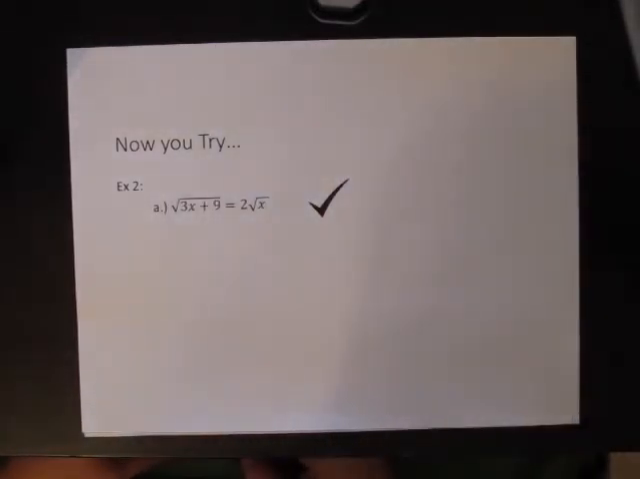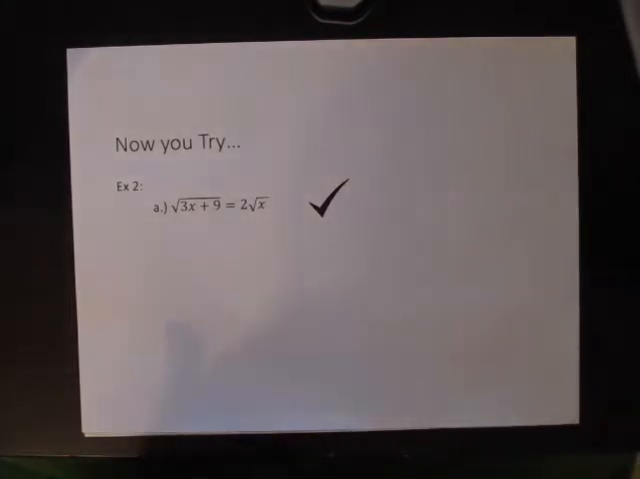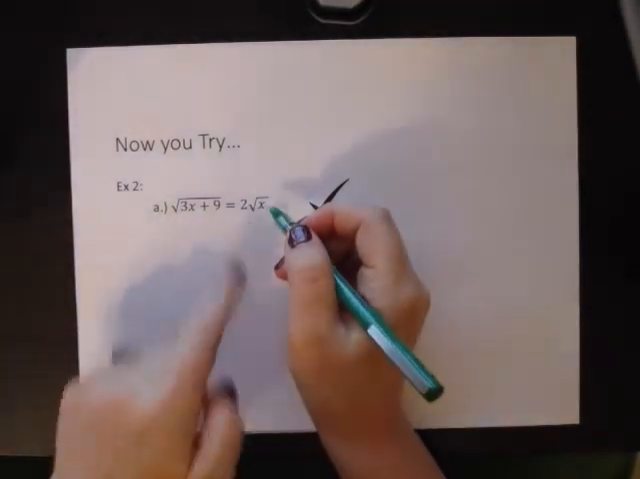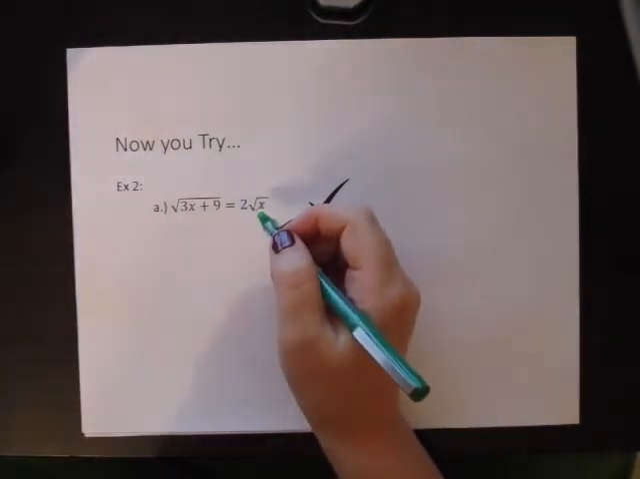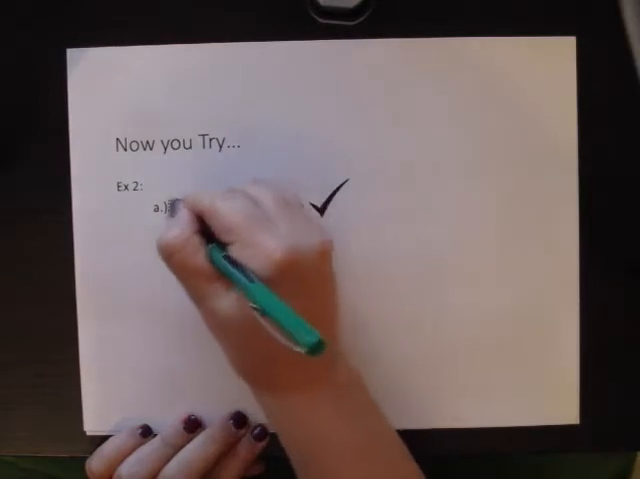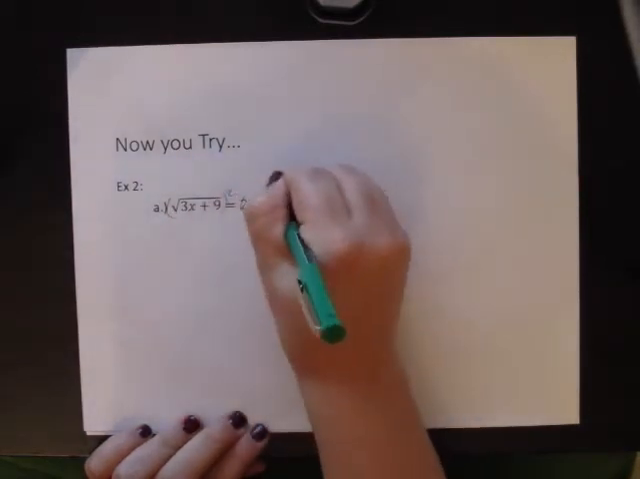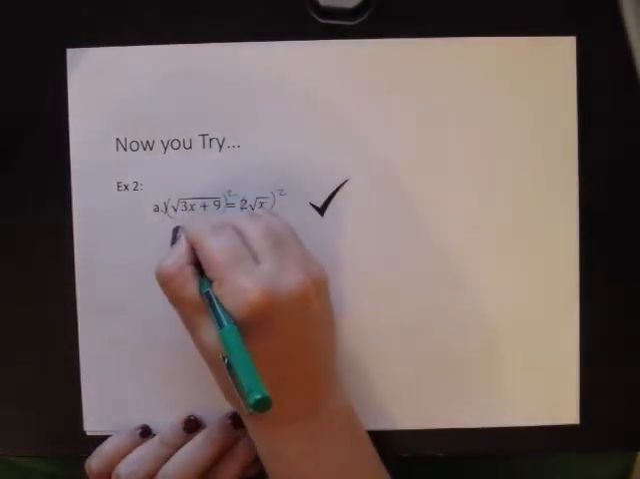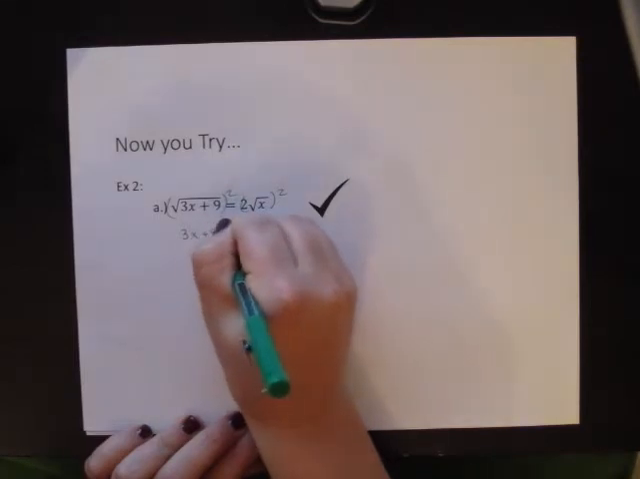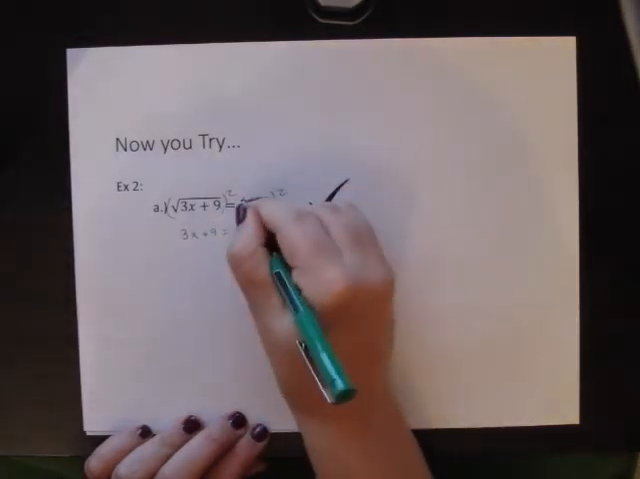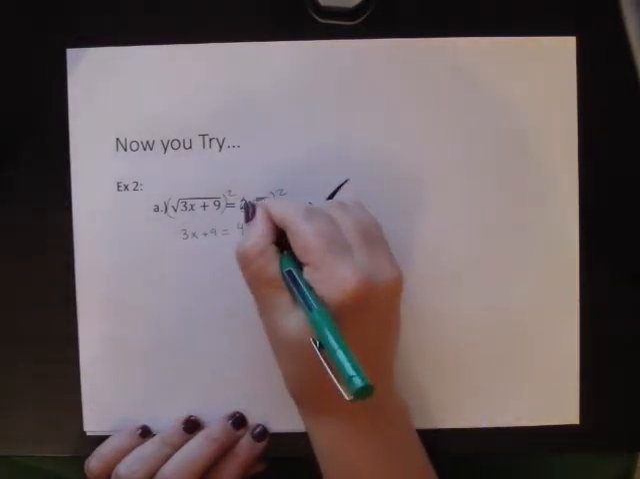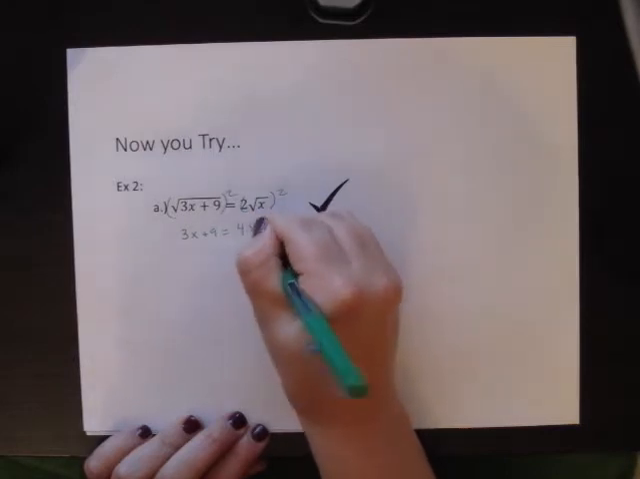Alright, so we got the square root of 3x plus 9 equals 2 square root x. First thing I want to check for is that I have my radical isolated. There's no addition or subtraction. There's multiplication, but that's okay. Second thing I'm going to do is square both sides. When I square both sides, it lifts the radical, so I got 3x plus 9 equals, I have to apply it to both parts, so 2 squared is going to be 4. Square root of x squared is going to be x.